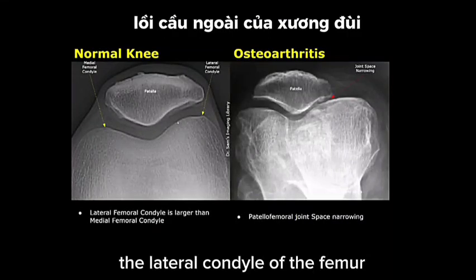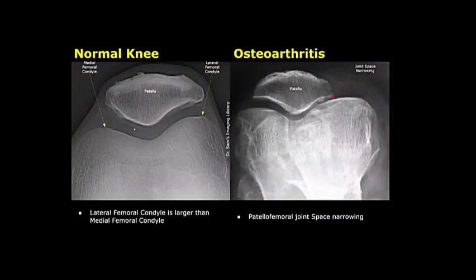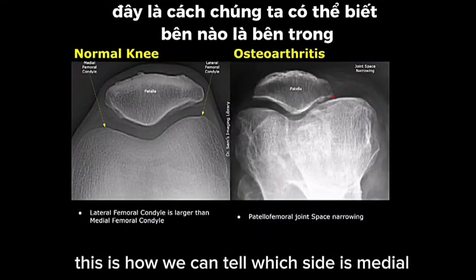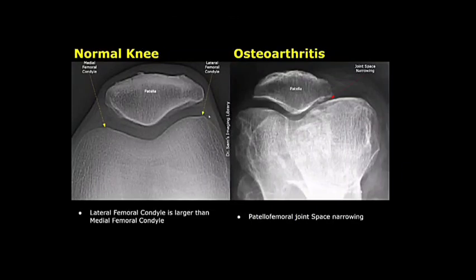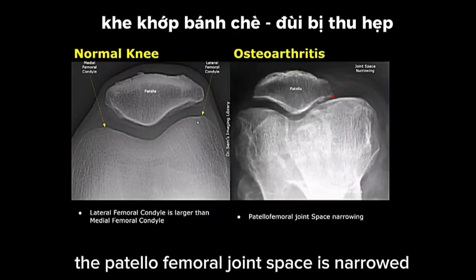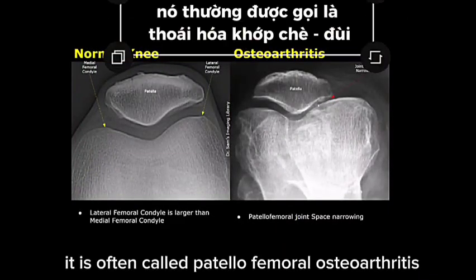The lateral condyle of the femur will be larger than the medial condyle in this view. This is how we can tell which side is medial and which side is lateral. The patellofemoral joint space is narrowed in some cases of osteoarthritis. It is often called patellofemoral osteoarthritis.